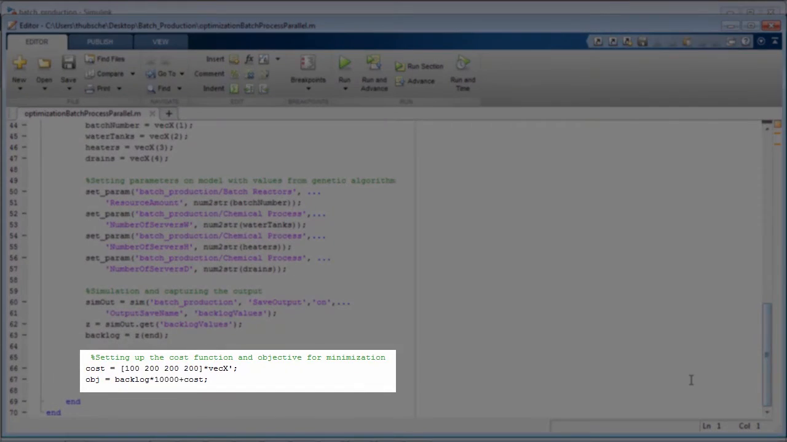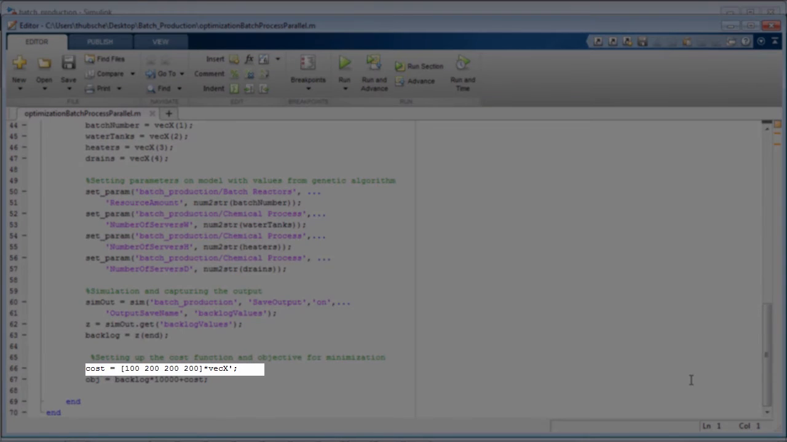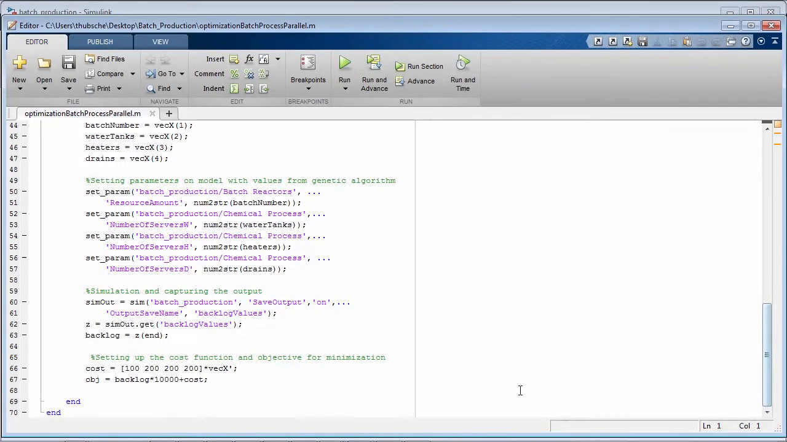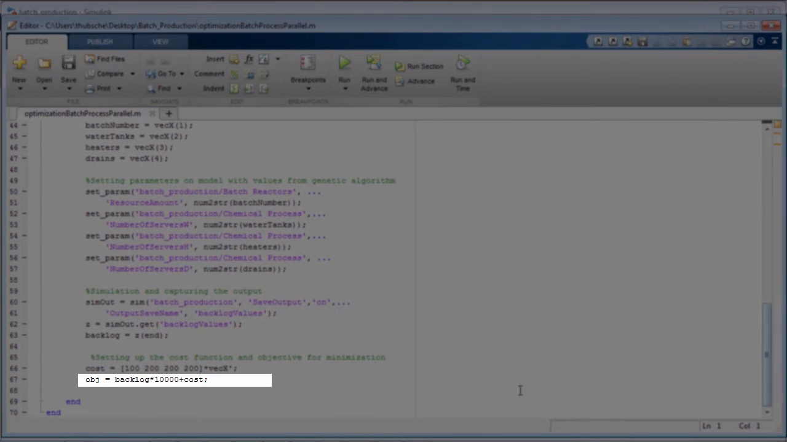This next section sets up our cost function. This is what the optimization algorithm is minimizing. This line of the function is assigning costs to the various resources that we are adding. In this script, the batch reactors have a cost of 100, and the water tanks, heaters, and drains have a cost of 200. We need to assign costs to the various resources so that we can optimize based on the additional cost of adding these resources, the points in the optimization that we are controlling, compared to the cost of not completing the order. The cost function then sets the objective for minimization by setting the cost of not completing an order high, giving it a cost of 10,000, and adding in the cost of adding various resources.